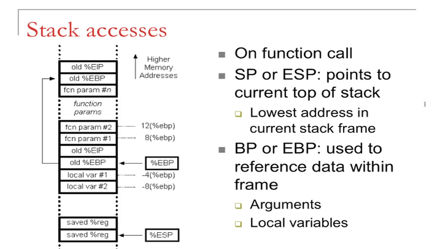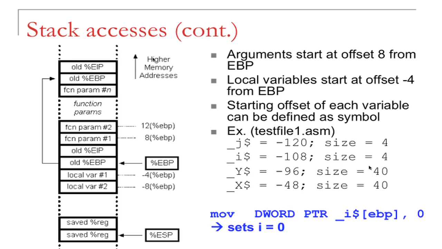This is the stack frame we showed you earlier. We have this stack. This is the higher address, and EBP is where we can use as a marker to find all the necessary parameters or variables, and ESP is the current top of stack. EBP or BP is used to reference data within the frame. And we talk about this example where we have symbols defined to represent the starting address of each variable, and use these symbols and EBP, we can find their locations.